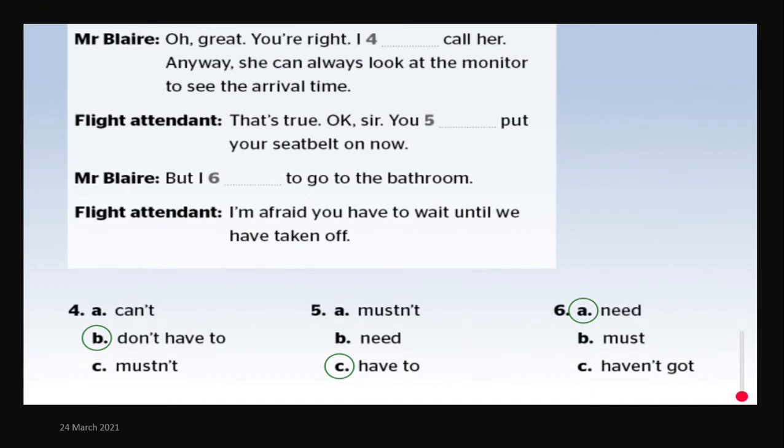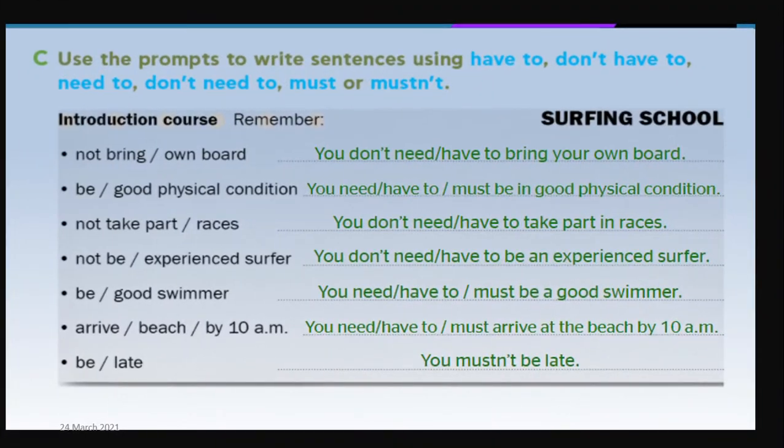I call her anyway. She can almost look at the monitor to see the arrival time. So number 4: don't have to. I don't have to call her anyway. Move to number 5. You put your seatbelt on now. You have to. Excellent. And for number 6, I need to go to the bathroom. So I need to express what. That's excellent. Continue with exercise C.